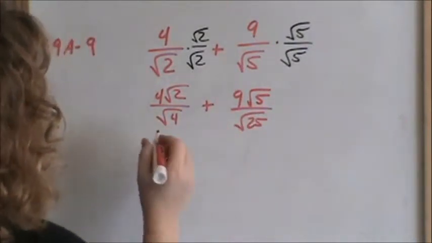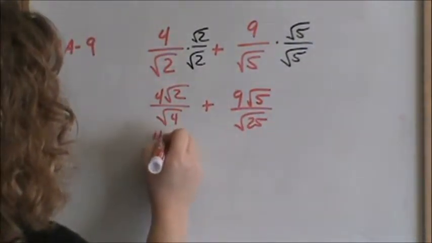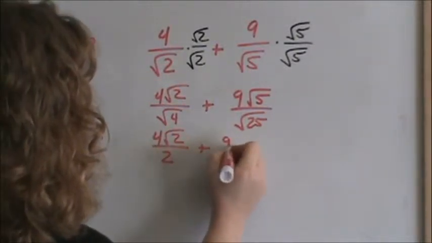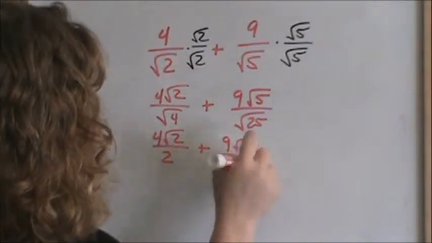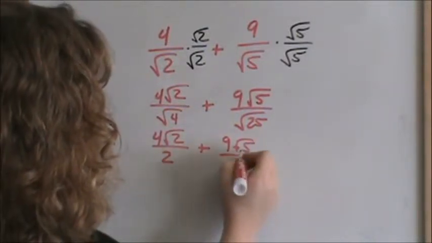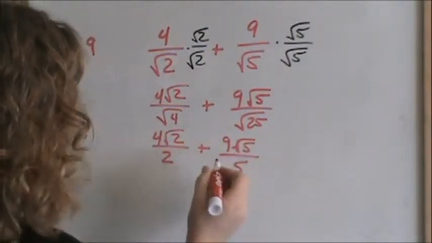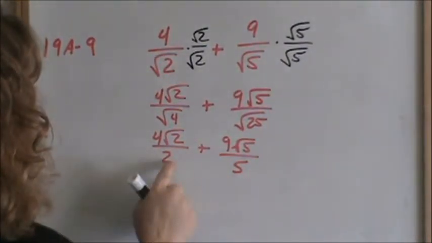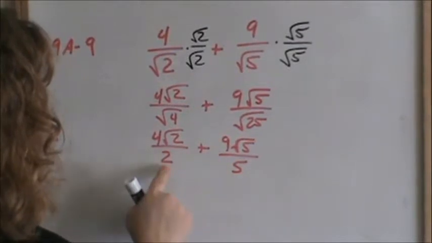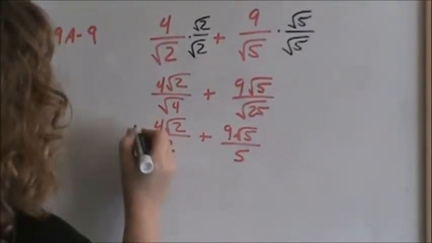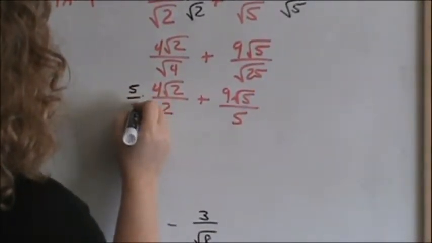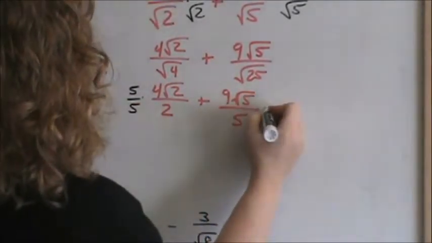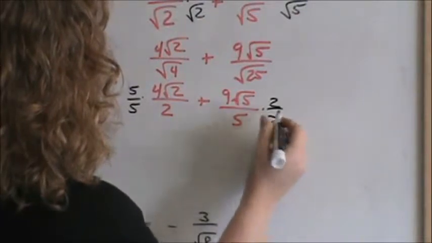Now we simplify the radicals in the denominator. 4 square root of 2, square root of 4 is 2. 9 square root of 5, the square root of 25 is 5. Now we're still adding fractions, so this is the point we need to make a common denominator. Our common denominator would be 10, which means we need to multiply this first fraction by 5. So we multiply the numerator by 5 and the denominator by 5. Our second fraction, we need to multiply it by 2.